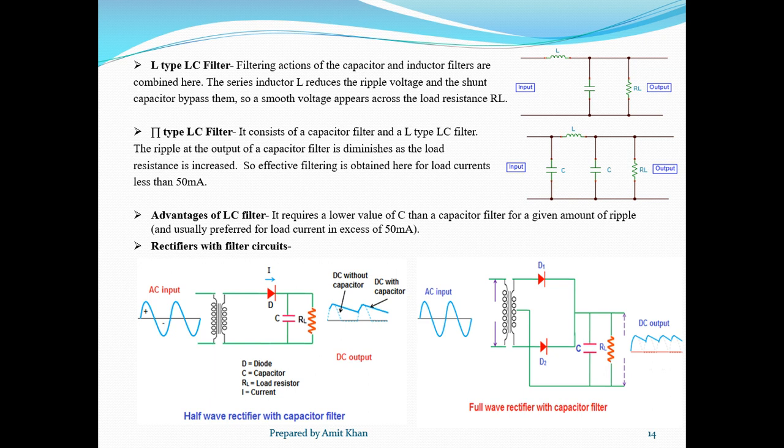Next comes the rectifiers with filter circuits. On the left hand side, the diagram is given of the half-wave rectifier with capacitor filter. The half-wave rectifier circuit is given and we have introduced a capacitor filter to get a better output. Then on the right hand side we can see the diagram of the full-wave rectifier with capacitor filter. To get a better output, we have introduced a capacitor filter in the full-wave rectifier circuit.